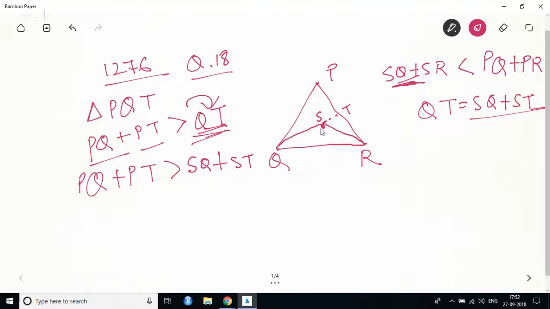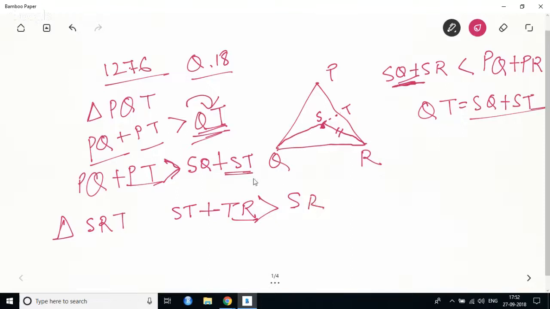What else will I write? Now I'll go to this triangle because I want SR. So in triangle SRT, ST, I want to cancel ST. Here ST is on the lower side, so here I'll put ST on the other side. So ST plus TR, and see PT is there here and TR I am keeping here. If I add PT plus TR, I'll get PR. So ST plus TR is greater than SR. Now this is my equation 1. This is my equation 2.